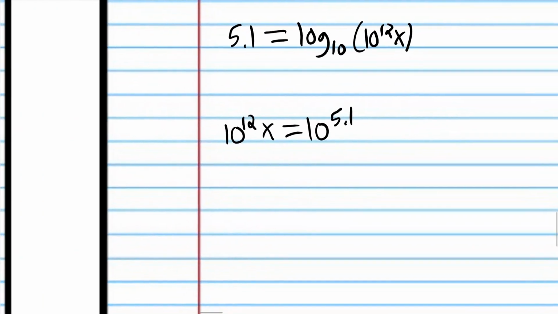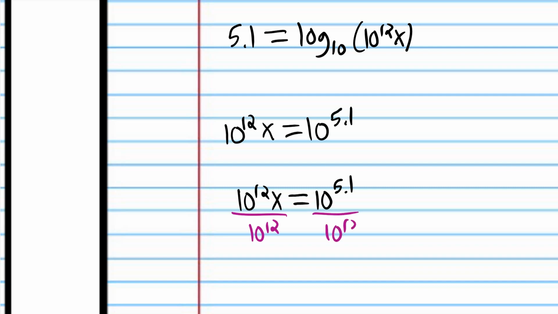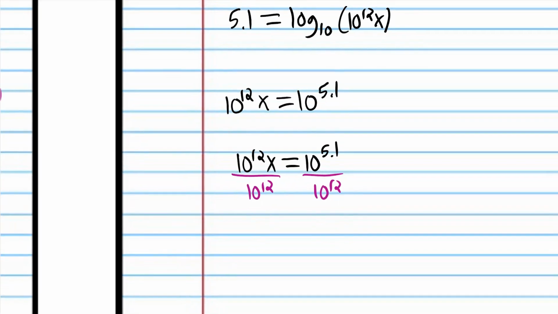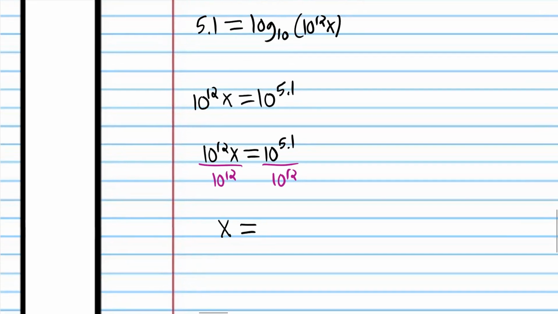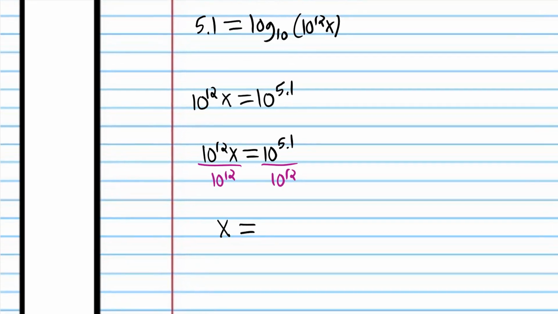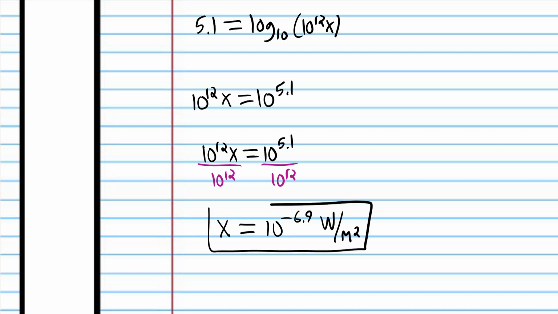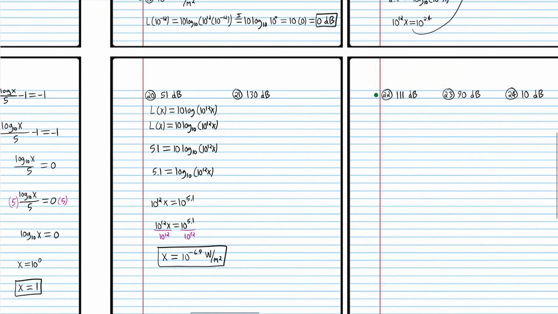So now we're going to divide both sides of the equation by 10 to the 12th power, and you don't have to show the work with this, but I'm going to show it because it may be a little intimidating to do this. So now we get 10 to the negative 6.9, it looks like. And we can just say watts per square meter, and we're done. So we found the intensity of the sound that would create 51 decibels of loudness.